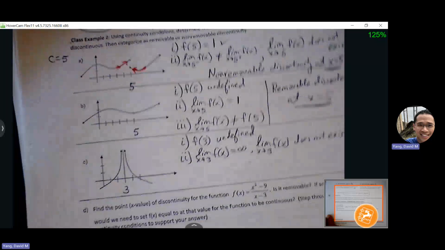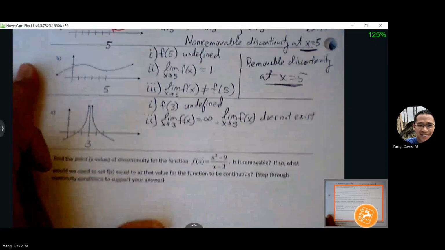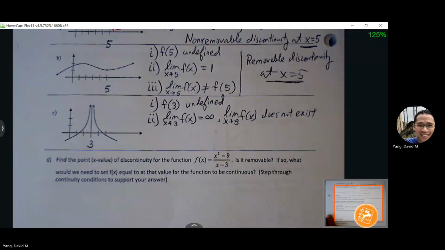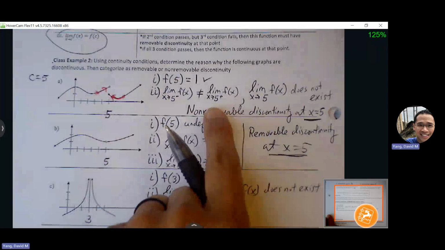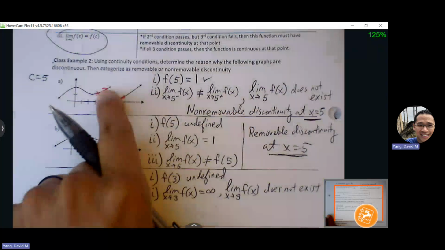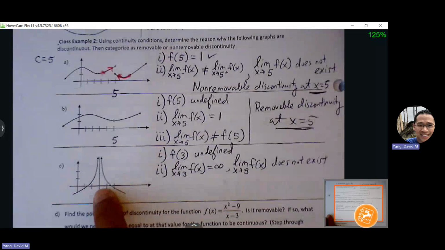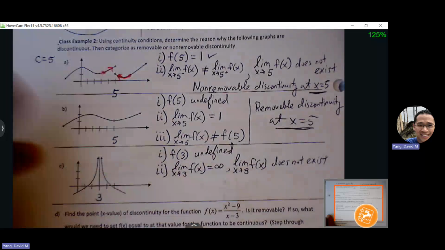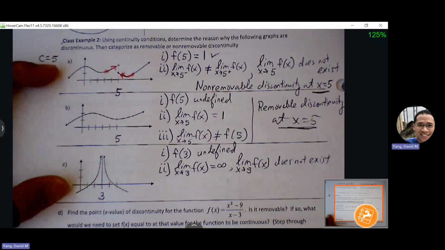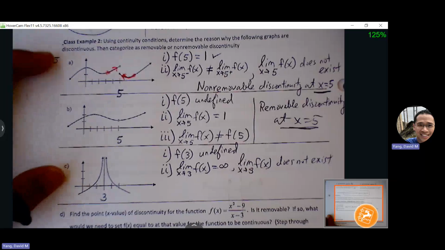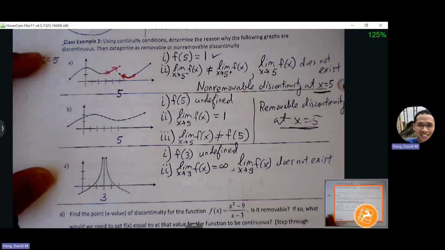So can we stop or do we keep going? We stop, right? We know what subcategory. We know we're dealing with a non-removable. So a jump discontinuity and a vertical asymptote, these are both the same subcategory. These are both non-removable discontinuities. These are both situations where the limit doesn't exist.